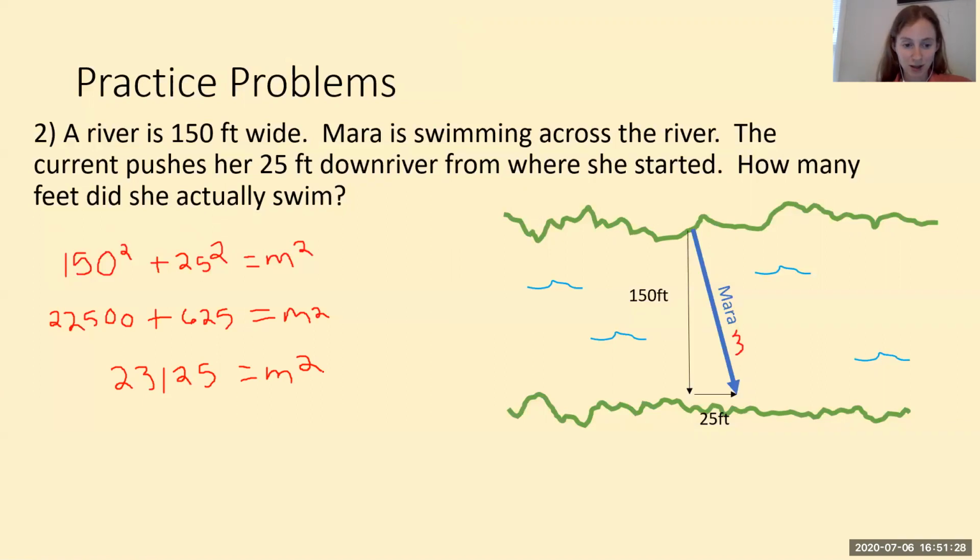She didn't have to swim 23,125 feet. We are not done yet. Our last step is to take the square root of that. I mean, you never know. She may have really been training and she might be ready to swim 23,125 feet. It is possible. But I think not today. Today she swam.